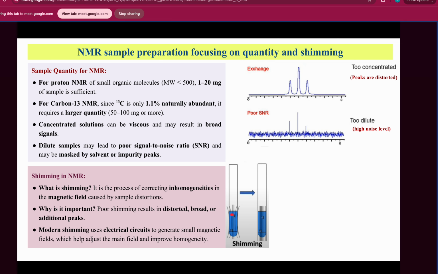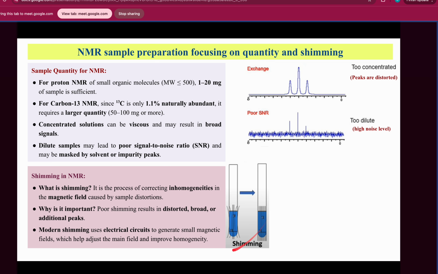In such scenarios, the magnetic field acting on this particle and this particle will be different. By using shimming, we can make sure the magnetic field is homogeneous, that is, it acts at the same level on both molecules. Why is it important? Poor shimming results in distorted, broad or additional peaks. To avoid it, we perform shimming, which uses electrical circuits to generate small magnetic fields that help adjust the main field and improve homogeneity.